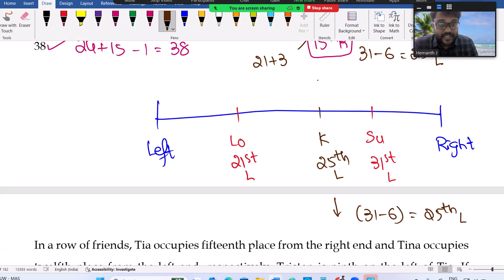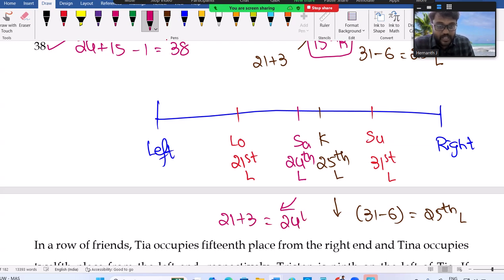Next, Sam is adjacent to Karan. Sam can be this side or this side. Sam is adjacent to Karan, Sam can be left or right. But there is data: Sam is third right of Louis. So then I got 24th from left hand. Now, third right of Louis. Louis going right means it's away from the left hand. So we have to write 21 plus 3, 24. And clearly they gave one more data in the question. Sam is 15th from the right side.